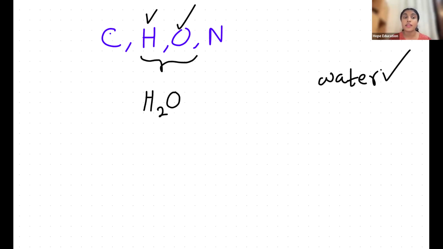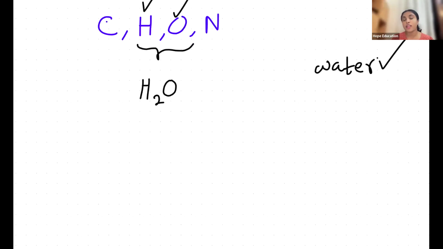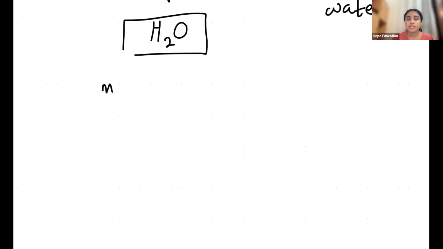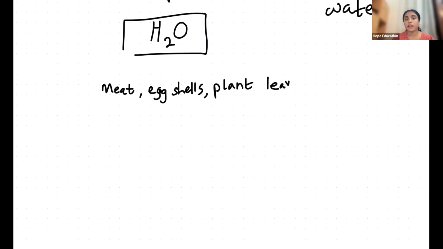Okay. So first I check whether there is water. I'm going to first check if these biomolecules have water. If it has water, then hydrogen and oxygen are present. So I take some food. You can take different types of food. I'm gonna take meat, some eggshells, and some plant leaves. You can take a variety of food. Taking these, what do I do?